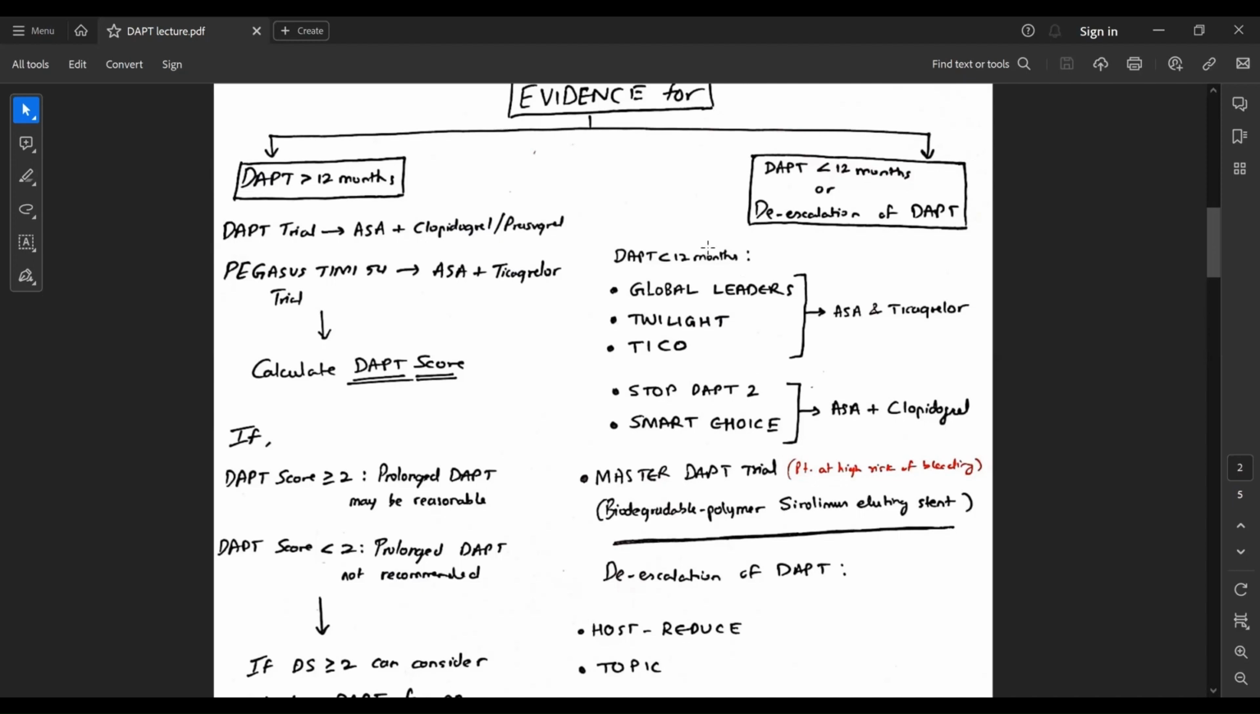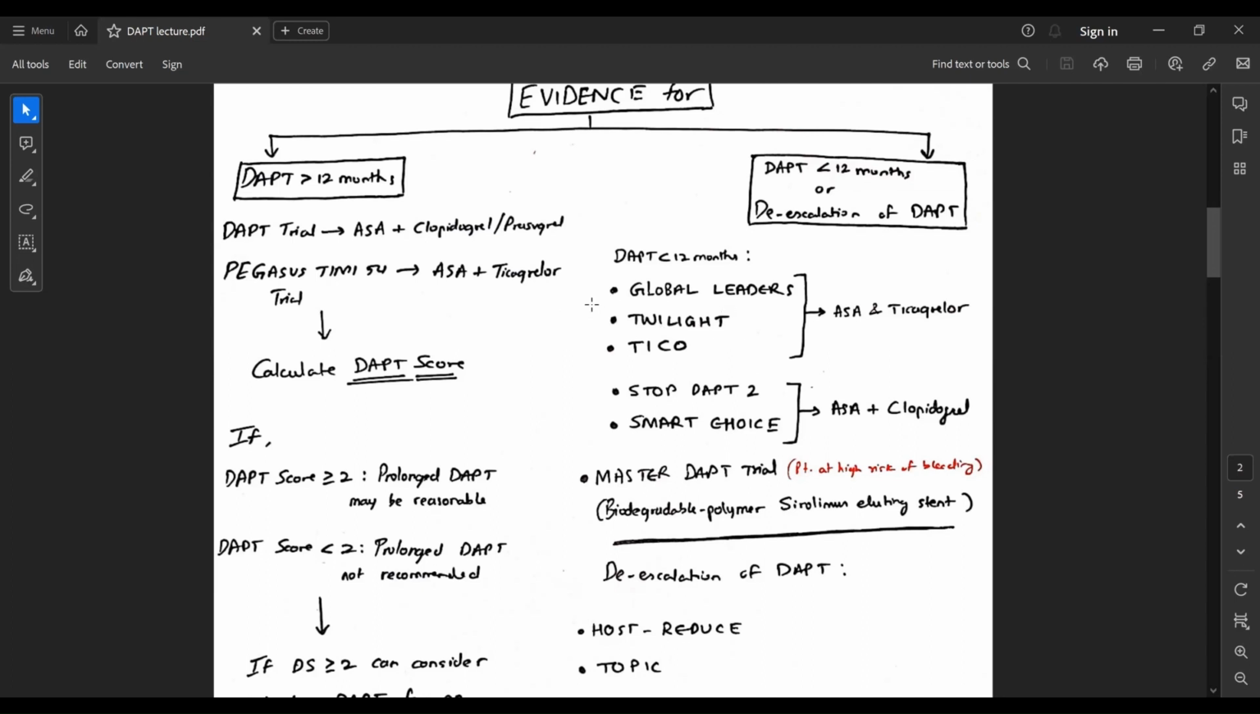Whenever we interpret the results of any of these trials, as I've said in my previous lectures, it is very important to know what the inclusion criteria and the exclusion criteria are. But definitely these recent trials have shown that dropping one of the antiplatelets, that is dropping aspirin, and continuing with monotherapy with ticagrelor has been shown to be beneficial.